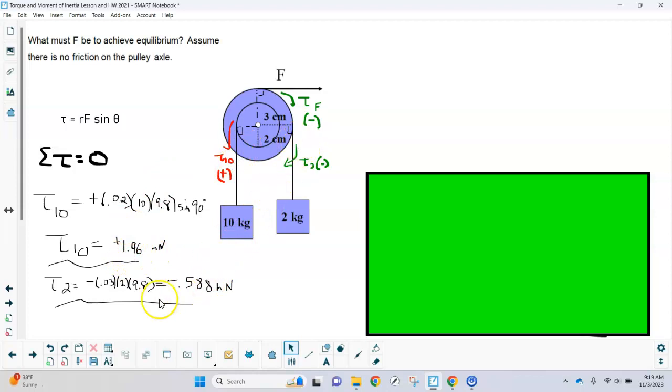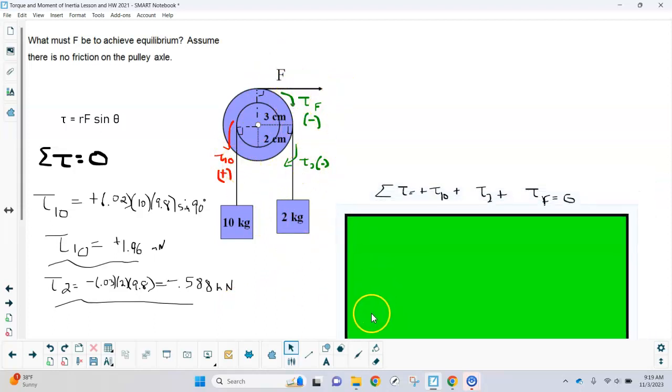We repeat the same process just with 0.03, because this 2 kilogram is at the larger radii for this wheel. So it's 0.03, it's 2, 9.8. Again, it's sine of 90, so I didn't bother with that part. And it's negative this time, so that's a negative 0.588. And then we have this other force that's going the same way in that negative direction. So when we add those two together, they should cancel out that one. And that's what I did over here.